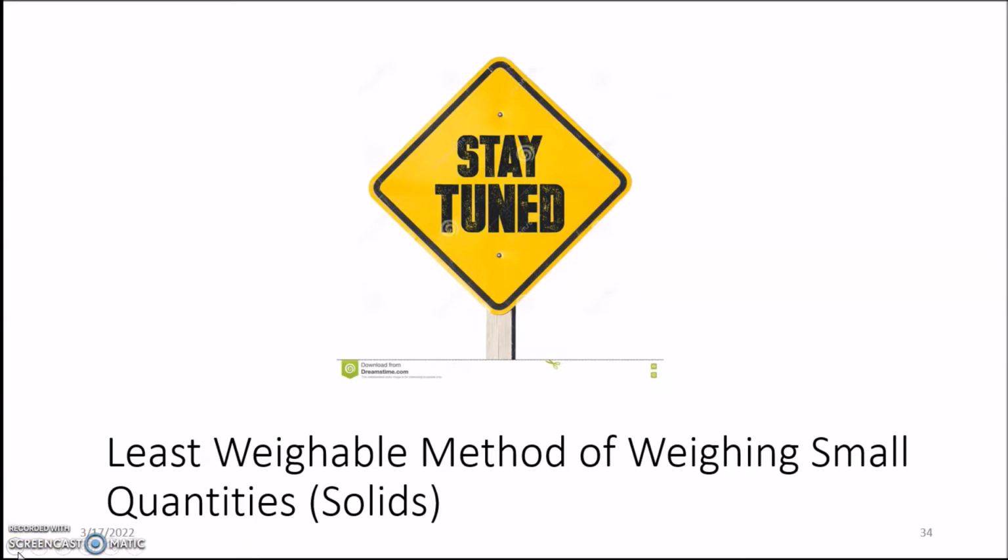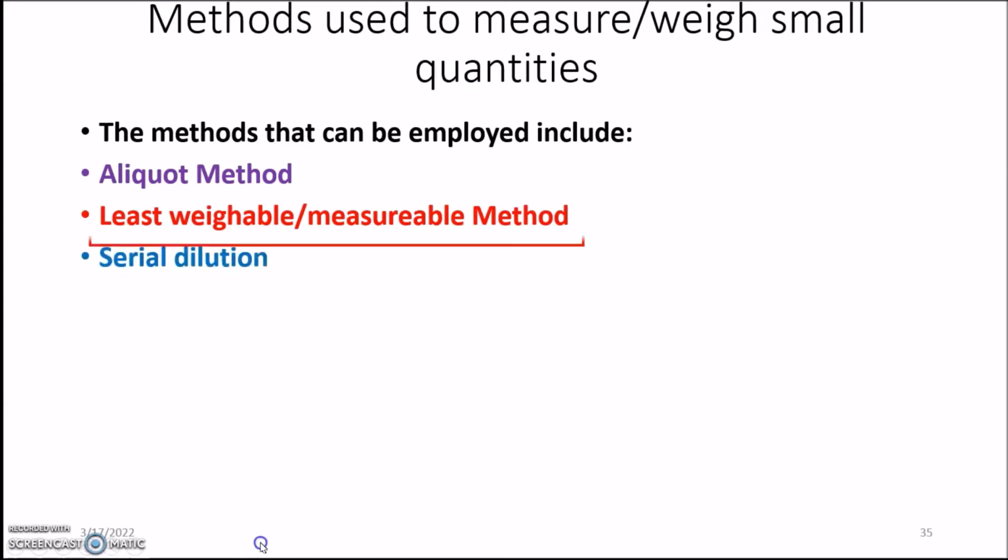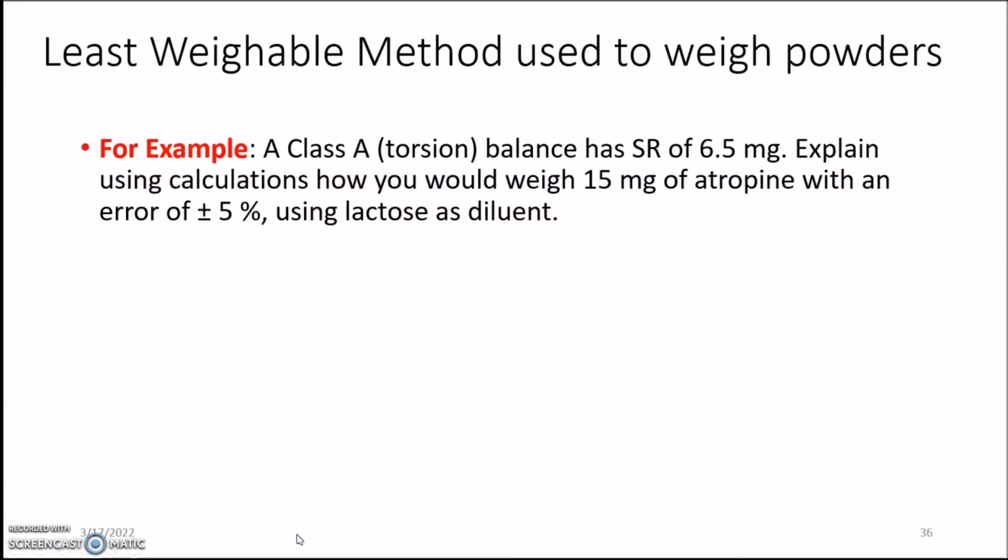The last time we did the aliquot method of weighing and measuring small quantities. So for this lesson, we'll be looking at the least weighable or least measurable method. The first one we're going to look at is the least weighable method, which is a well-known method that is used to weigh small quantities.